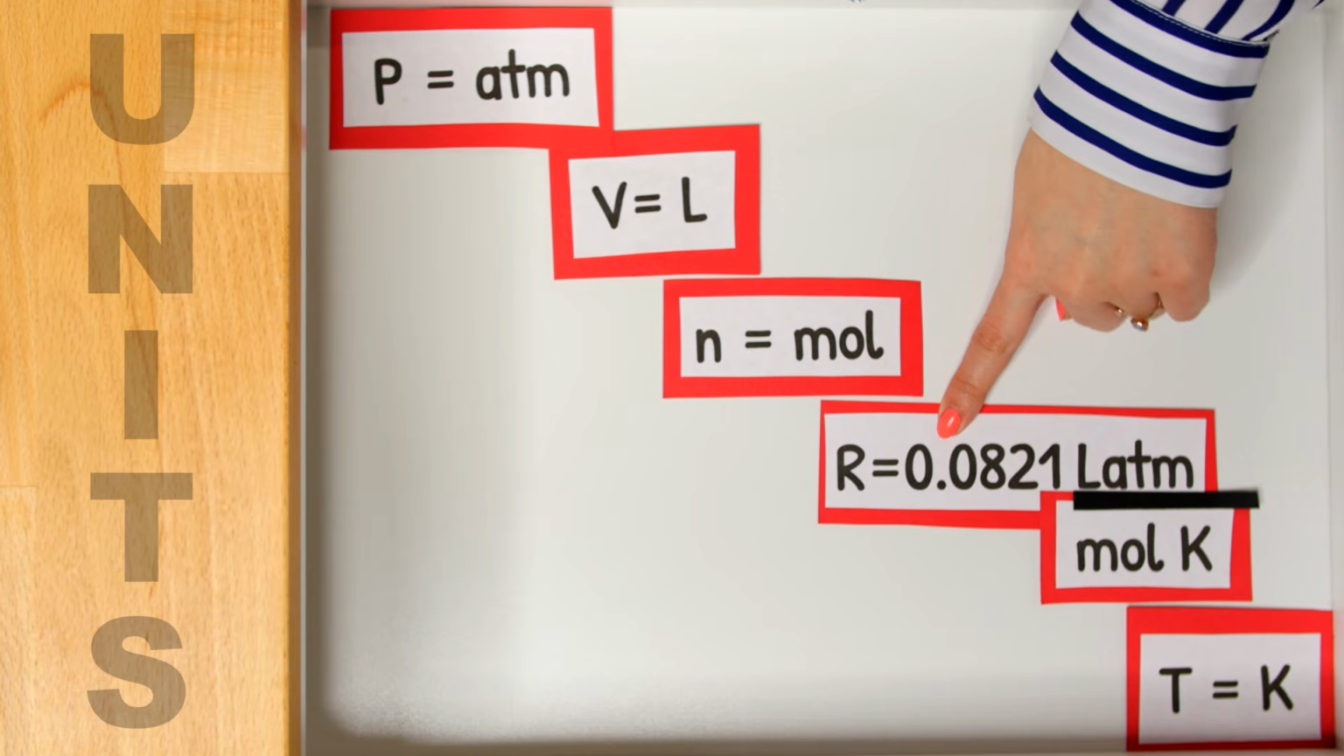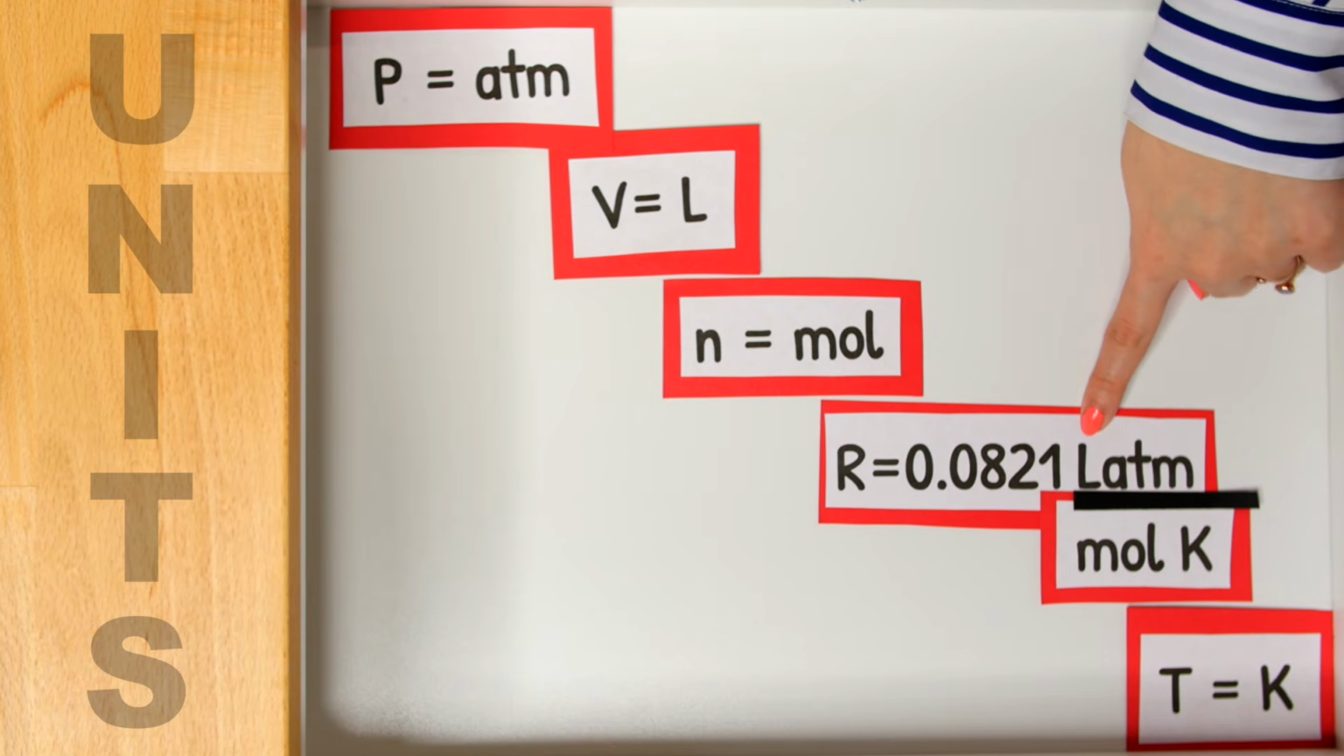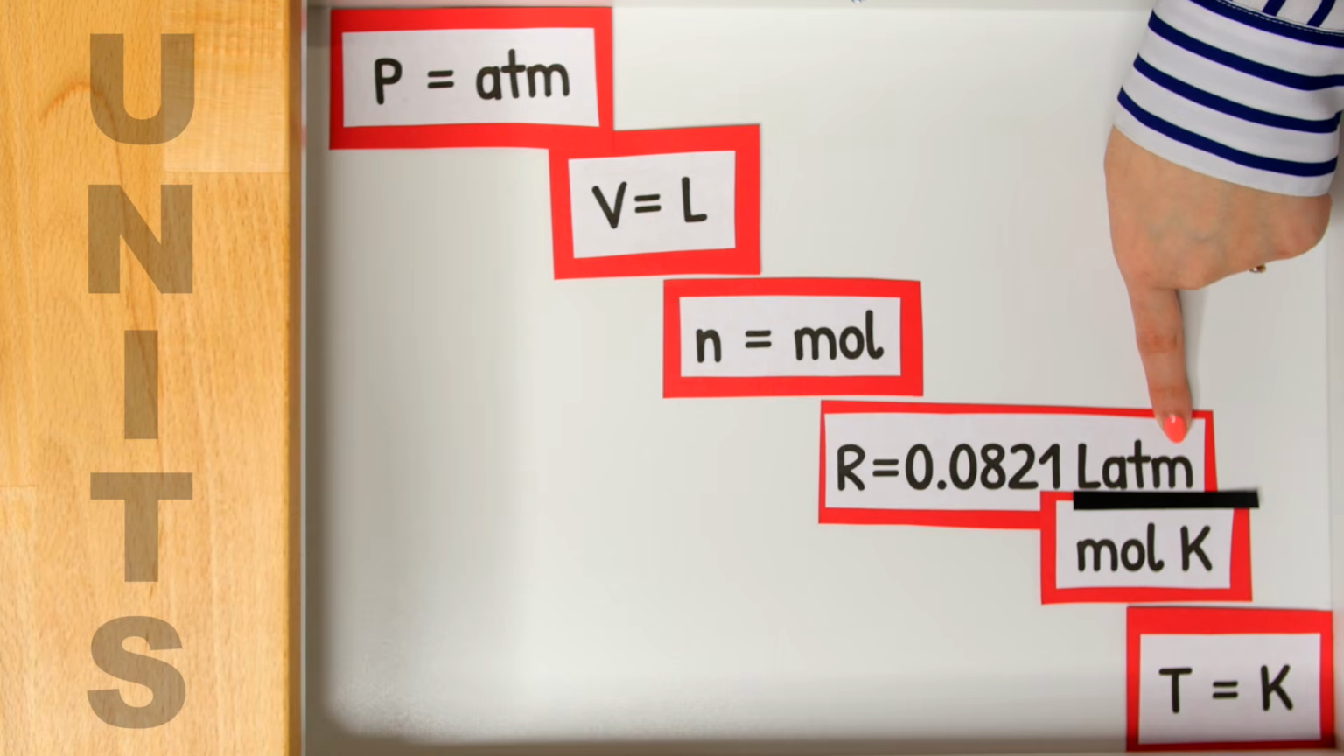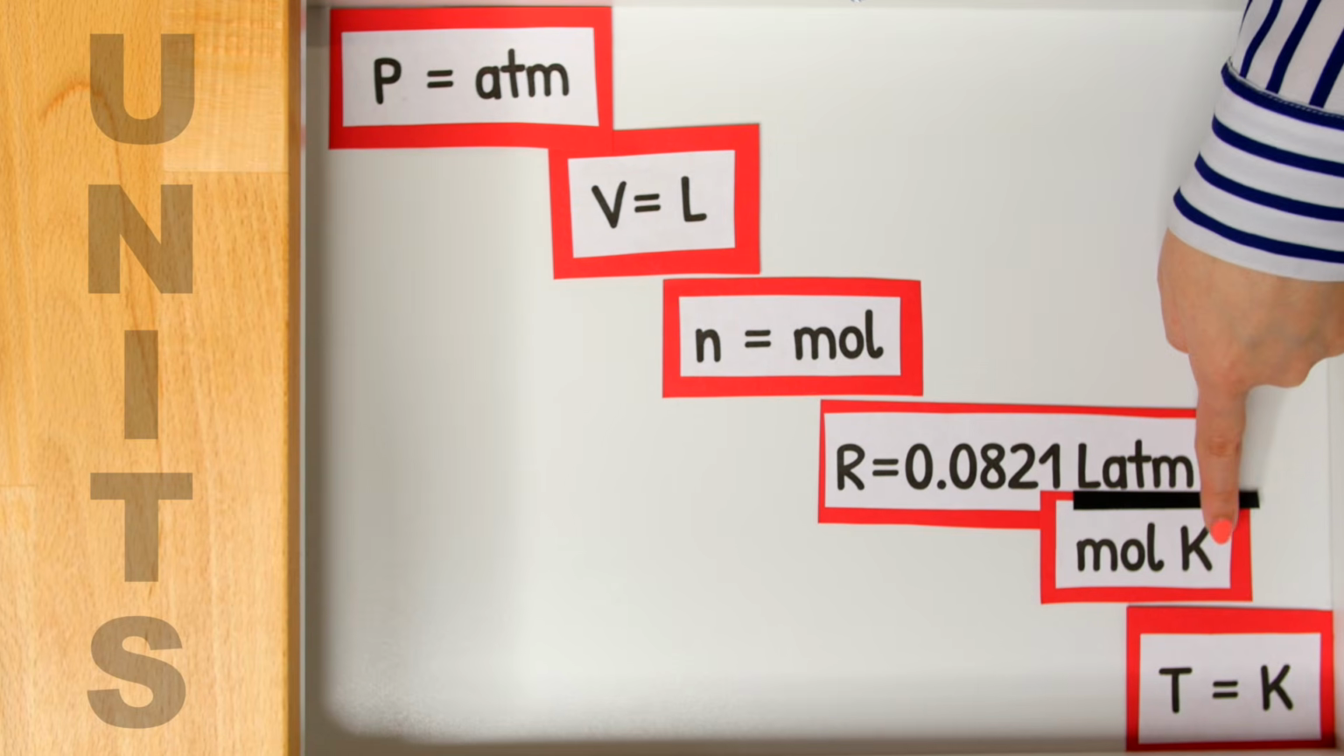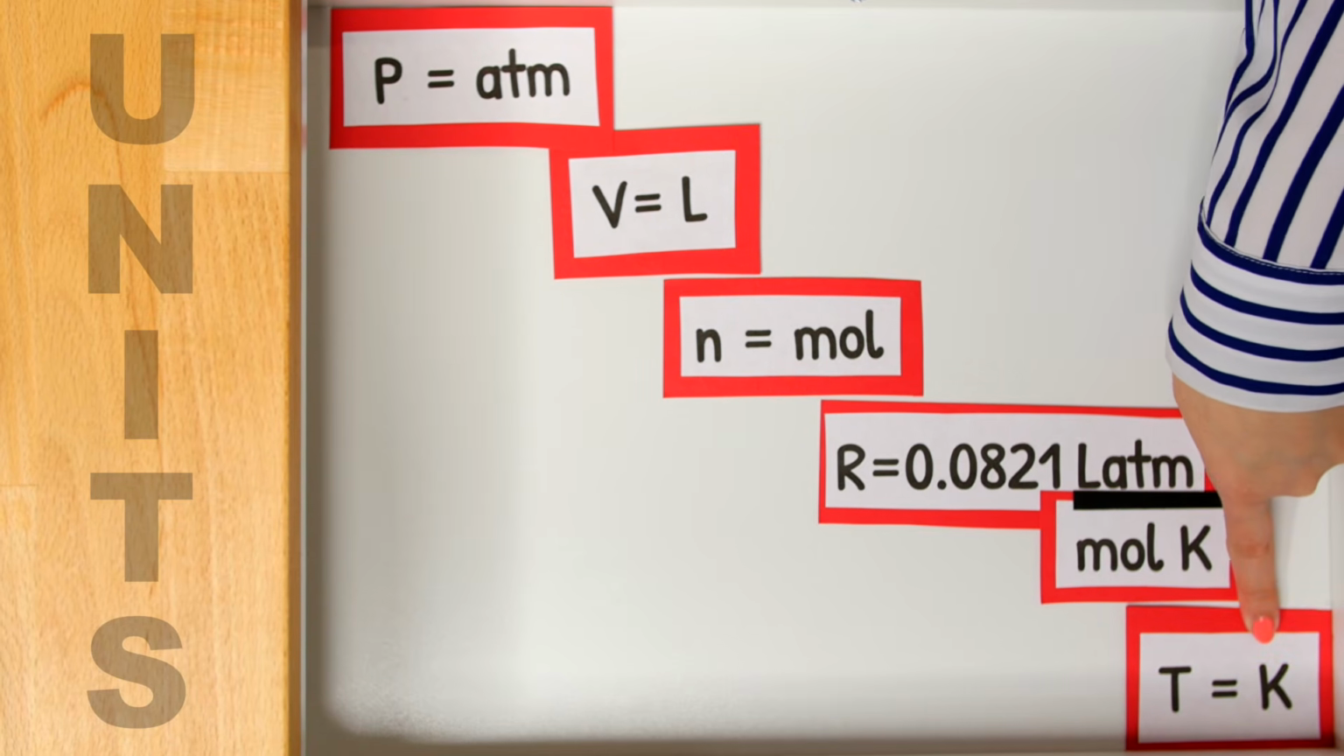gas constant, which is R, is this value with liters times atmospheres all divided by moles times Kelvin. And our temperature is always in Kelvin. Now that you know this, let's move on to our example.